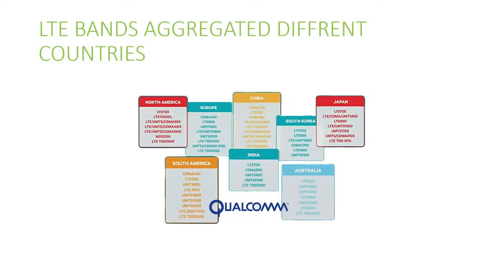Okay, so in India, LTE is allocated the 700 MHz, 850 MHz, 900 MHz, 2200 MHz, and 2300 MHz bands, even though nowadays only 2300 MHz is used. So LTE TDD, time division duplex, is used with the 2300 MHz frequency. Other countries I have also addressed here. Okay.